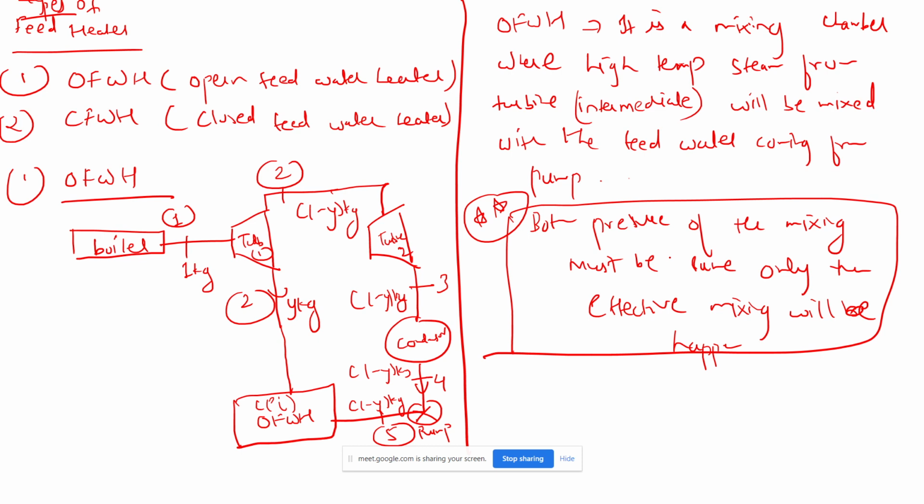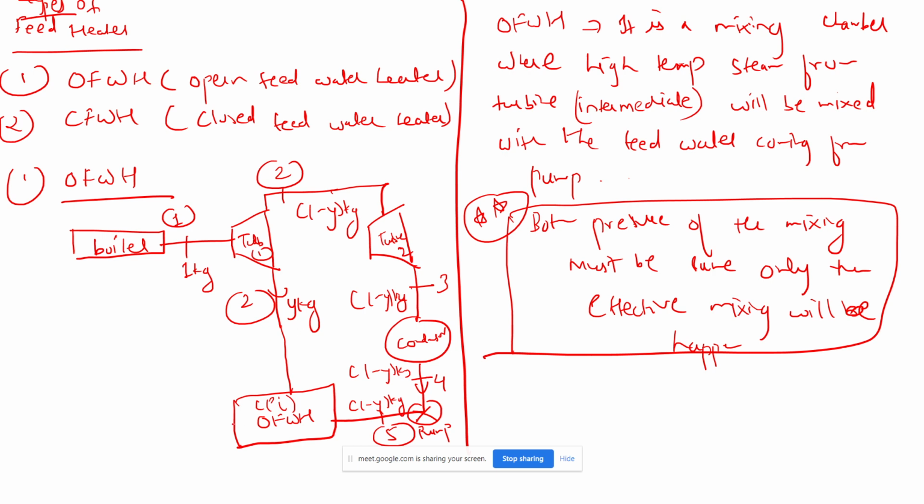They will mention the open feed water heater, and they can ask options like: pressure should be the same at both the intermediate turbine extraction and after the pump, not the same, none of these. So you have to mark that for effective mixing both pressures have to be the same, otherwise mixing will not happen very well.